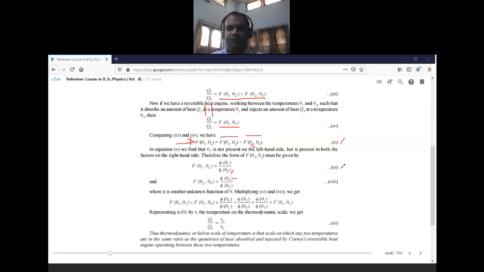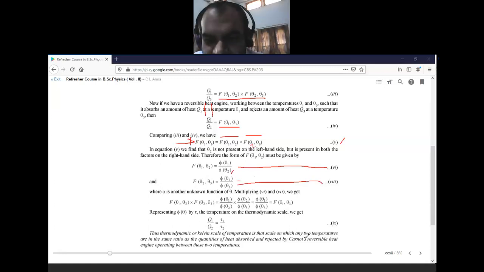So now if you multiply, okay, this is considered to be equation 6 and this is considered to be equation 7. 6 and 8, really? Where is equation 7 then?